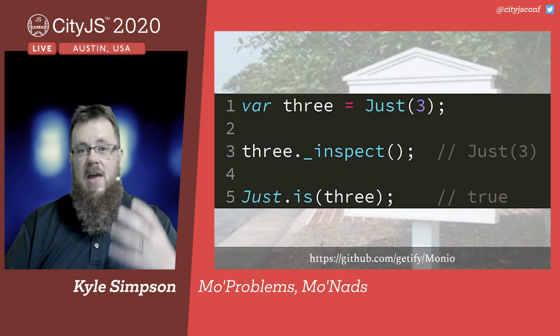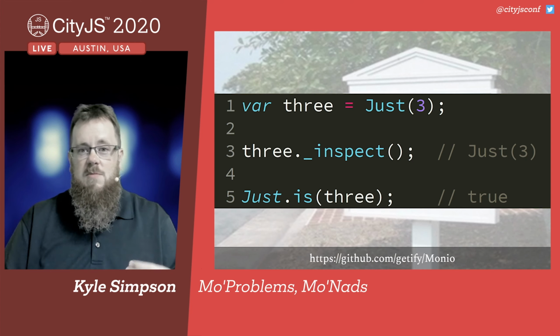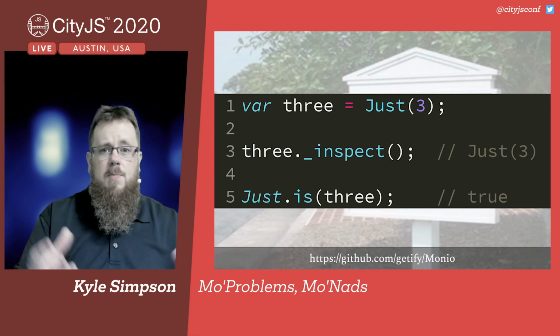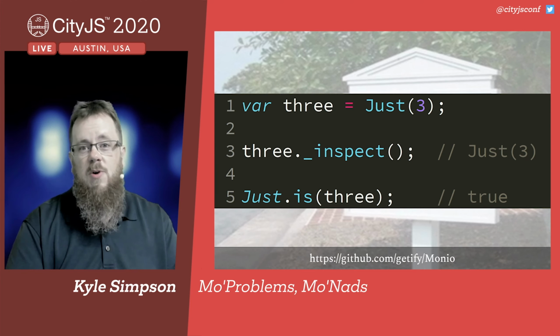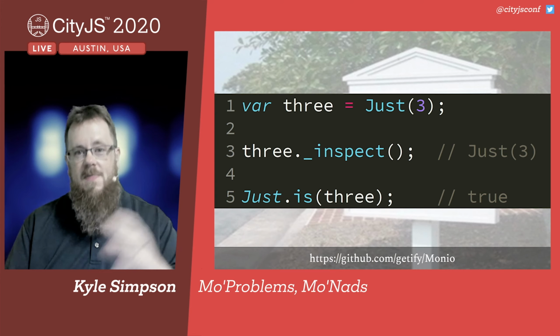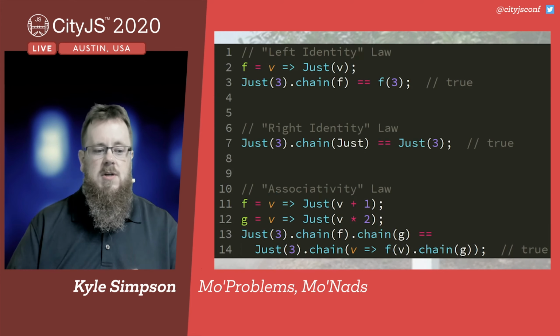Now, there's lots more behavior that we want to uncover from that. But if you can get comfortable with this idea that we could take a value like 3 and wrap it in a monadic value, the next most important question you'll wonder is, why would I do that? Why is that important? And that's what we'll spend the rest of this talk focusing on.